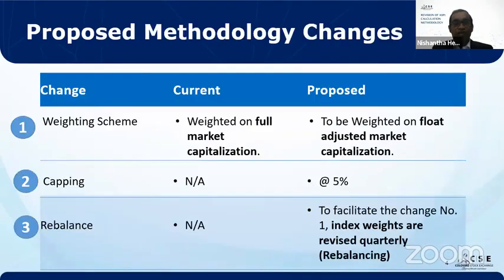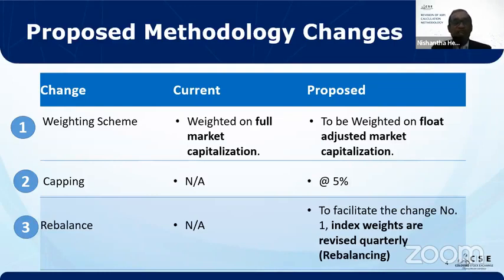However, once we introduce this change, it actually comes in three components. First one, as I explained, is the weighting scheme change. Change number one, weighting scheme. The current methodology says, as I mentioned, it is weighted on full market capitalization. What we propose is to weight the index constituents based on the float adjusted market capitalization, which I explained in detail a while ago.